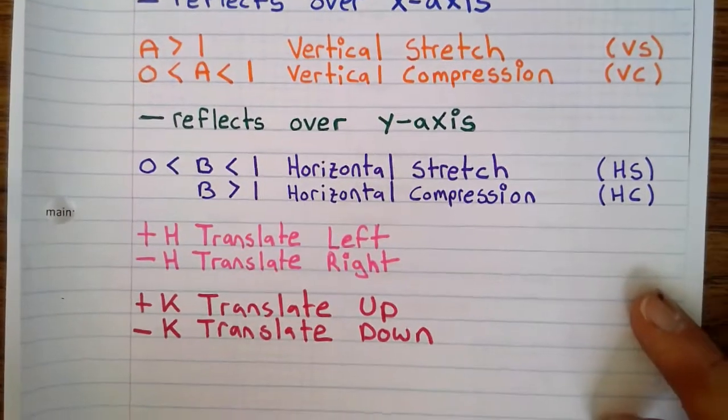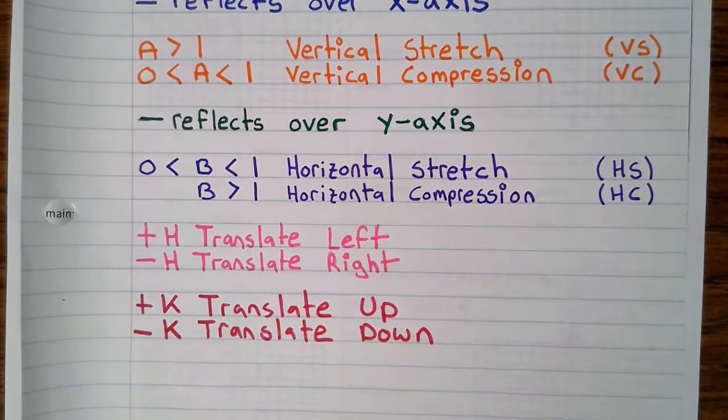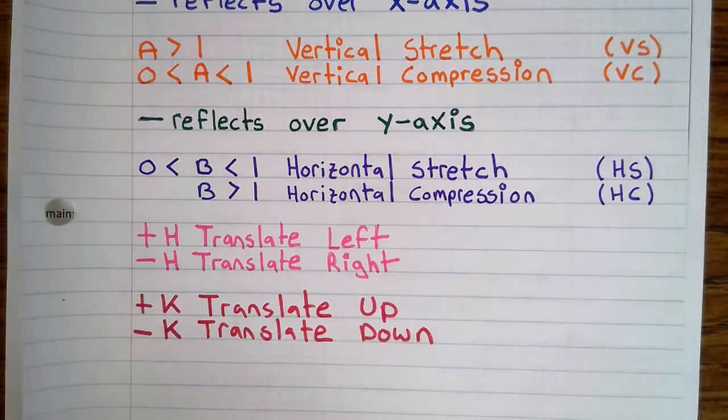When it's plus h, it translates left. When it's minus h, it translates right. When it's plus k, it translates up. When it's minus k, it translates down. You would update your notes. All right, now your notes are updated. Let's take a look at the examples.